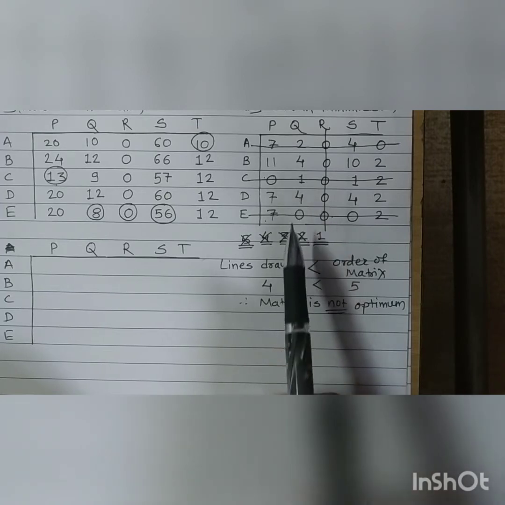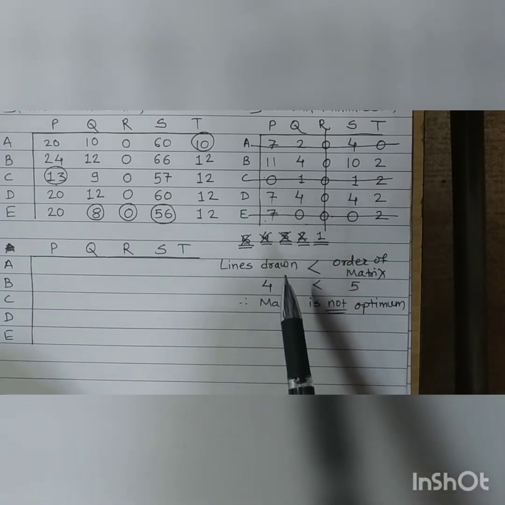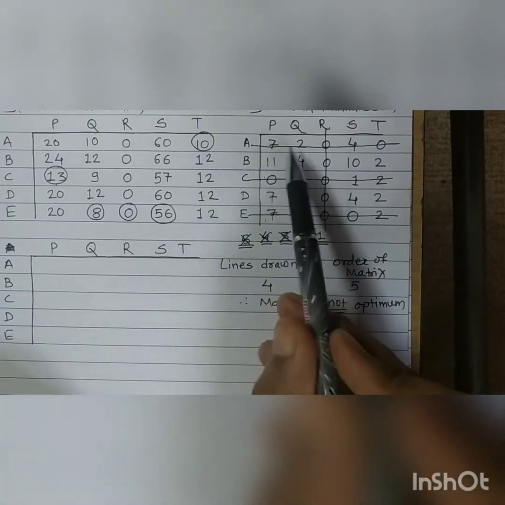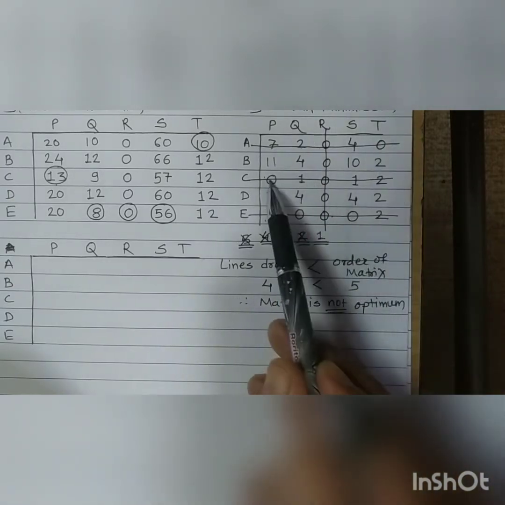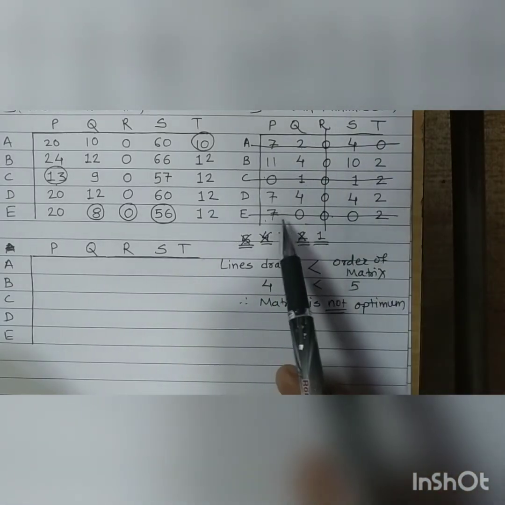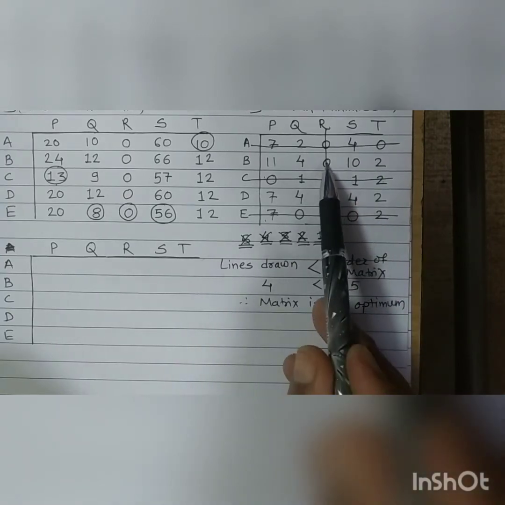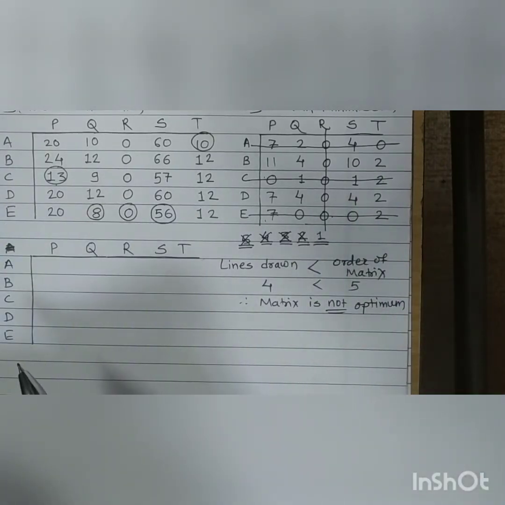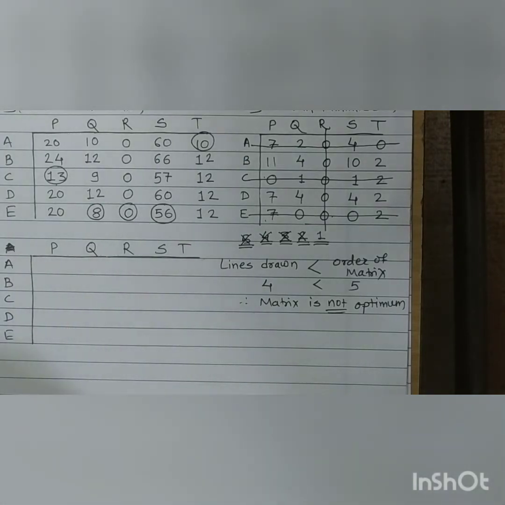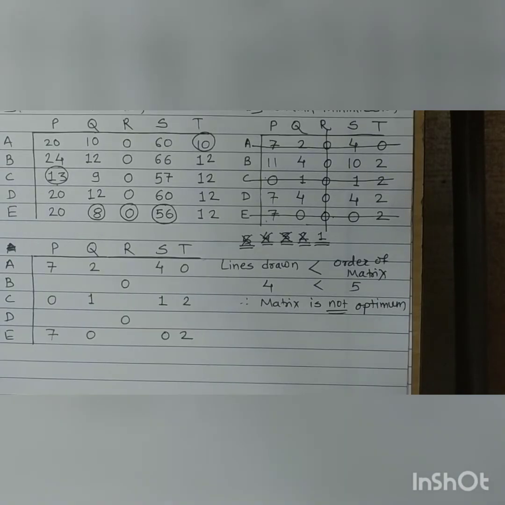The elements which are present on a single line I have to write as they are, that is 7, 2, 4, 0, 0, 1, 1, 2, 7, 0, 0, 2, and this 0 and this 0. These are the elements which are present on only one line, so I will keep those elements as they are. So draw this matrix. The matrix will look like this.